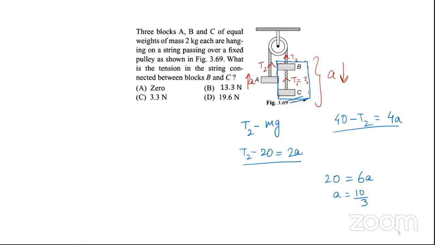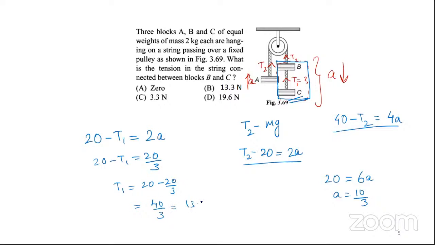If I take this mass C separately now, I'll have mg, that is 20 minus T1 equals mass, that is 2, into acceleration A, which is 10 by 3. So 20 minus T1 equals 20 by 3. So T1 comes out as 20 minus 20 by 3, which is 40 by 3. 60 by 3 minus 20 by 3 is 40 by 3. That is 13.3.